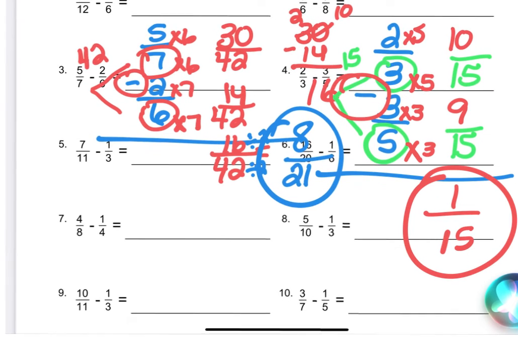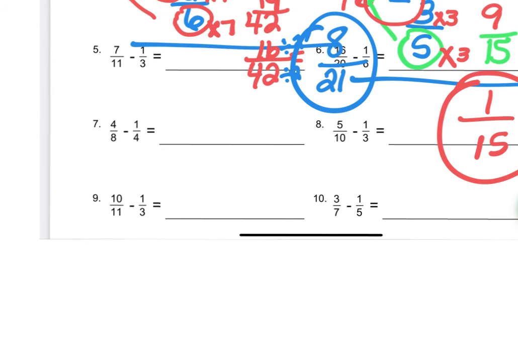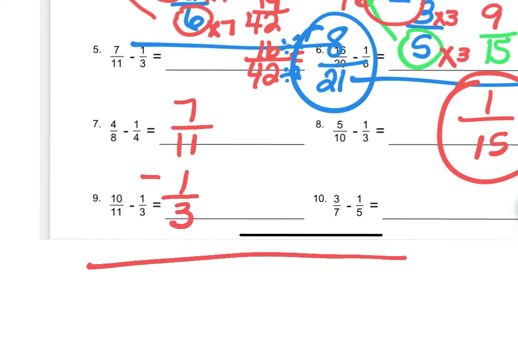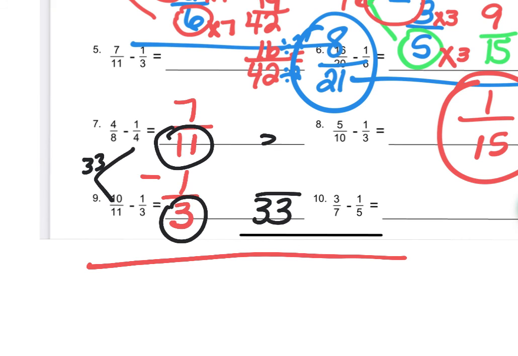Number 5. 7 over 11 minus 1 over 3. The first thing that I need to do is find a common denominator. I have a 3 and I have an 11. I ask myself, will 3 go into 11? And it will not, so I have to multiply. 11 times 3 is 33, so I get me a common denominator of 33.